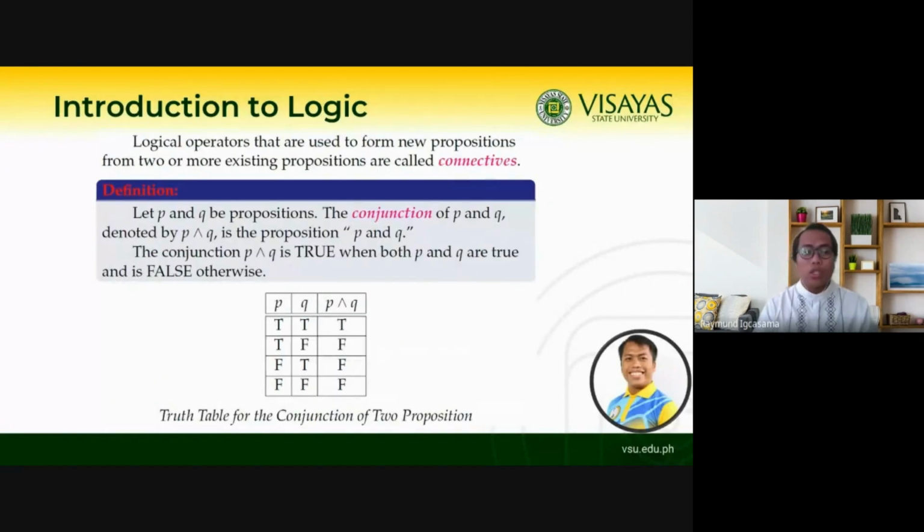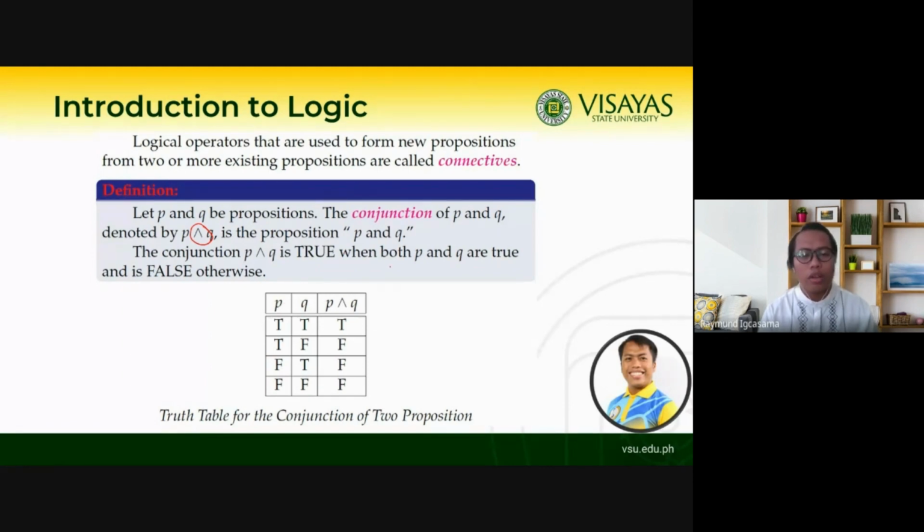Okay, so for the next one, we have the conjunction. This is read as and. So P and Q, and you can see this symbol here, that's the symbol for and. The conjunction P and Q is true when both P and Q are true, and is false otherwise.